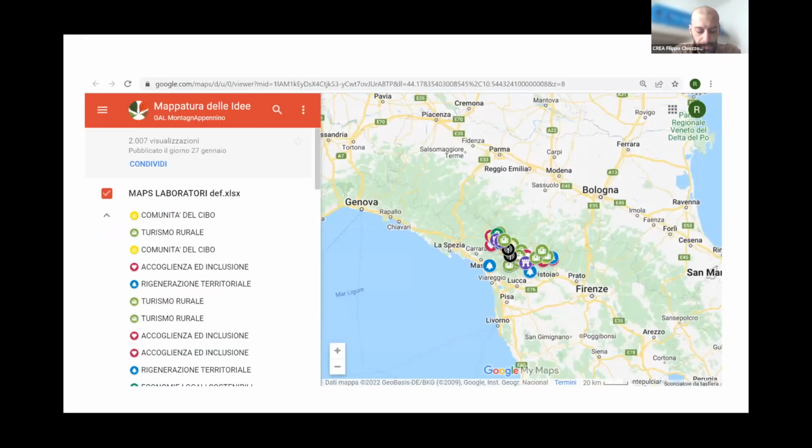So the implementation mechanisms are standardized, but each LEG can then focus their community projects on their preferred issues, be it sustainable tourism rather than development of historic centers or public services. I didn't manage to translate this slide into English, I'm sorry, but this is a map of the themes and project proposals that emerged during the territorial animation of one of the LEGs.